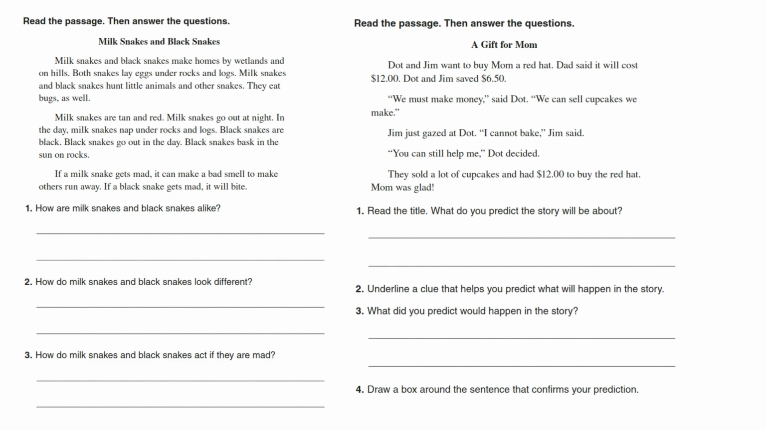When the question asks you to underline a clue, underline a sentence that helped you make your prediction. Do not underline the whole story. When the question asks you to draw a box around the sentence that confirms your prediction, look near the end of the story. Find the sentence that proves whether your prediction was correct. Pause here and answer the questions for A Gift for Mom.